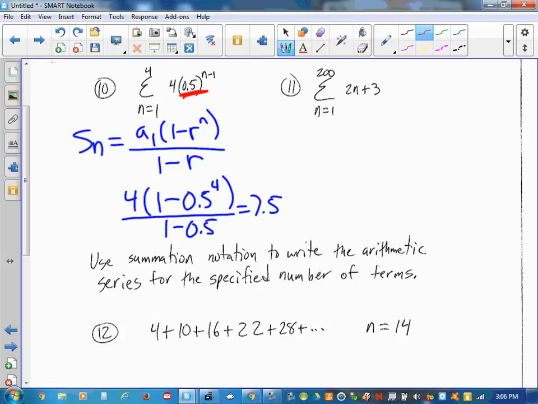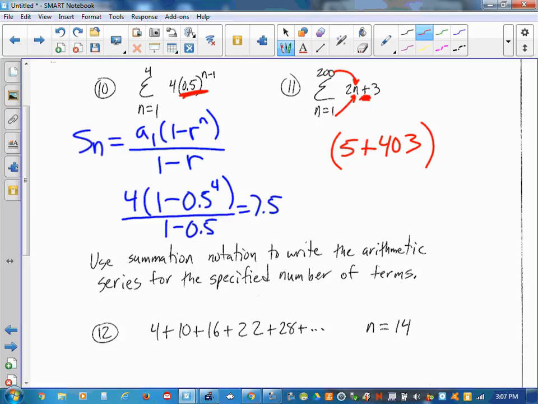Well, here I'm not multiplying every time. I'm adding something to 3 every time. So this is first term, last term, half the number of terms. The first term, I'm going to put 1 in there, and that would give me 5. Now I'm going to put 200 in there, and that would give me the last term. So 2 times 200 is 400 plus 3 would be 403.